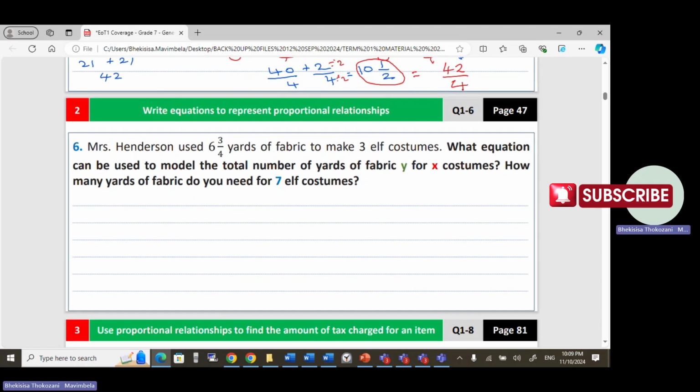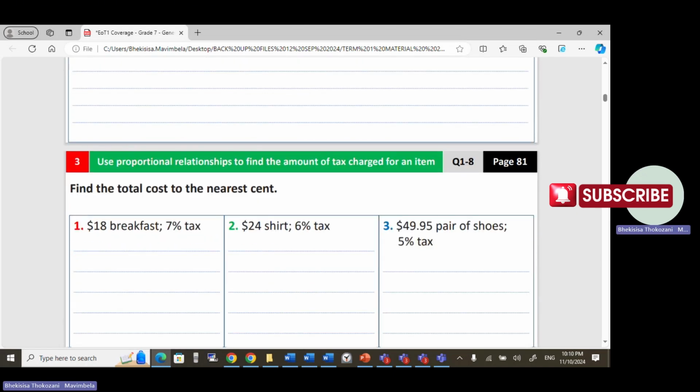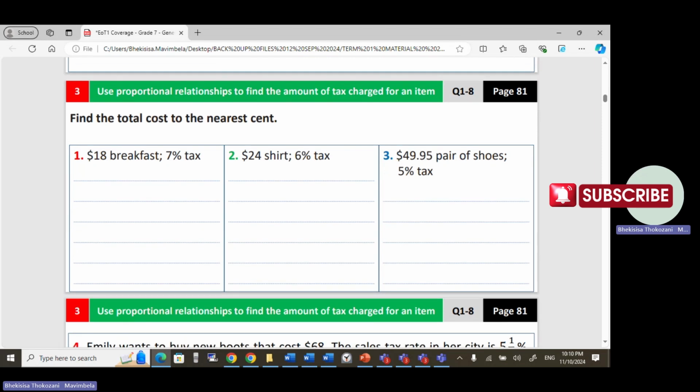So I'm not going to do number 6, but now I can go to the next one, which is: use proportionality, or use proportional relation, to find the amount of tax charged on these items. Okay. So let's try to see here. They talk about tax. Okay. Let's see how we can find this one here.